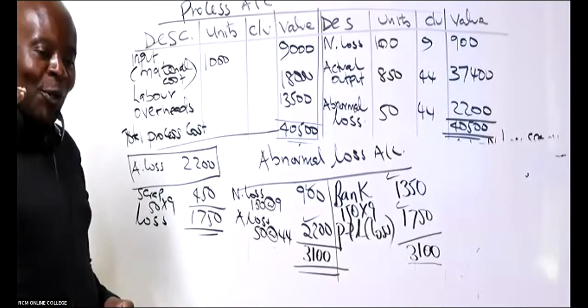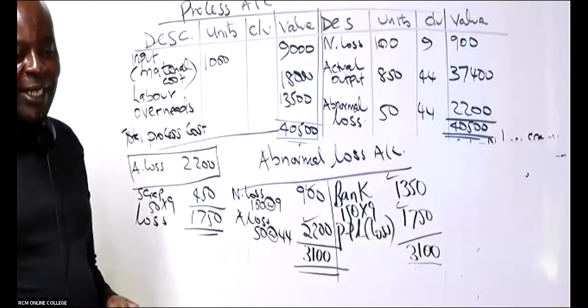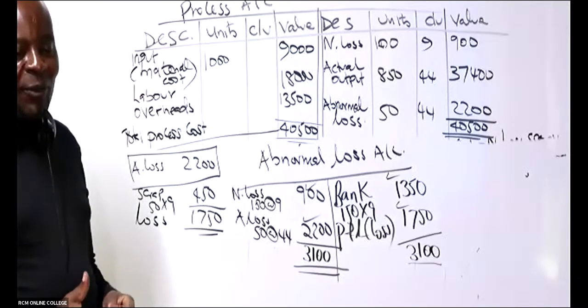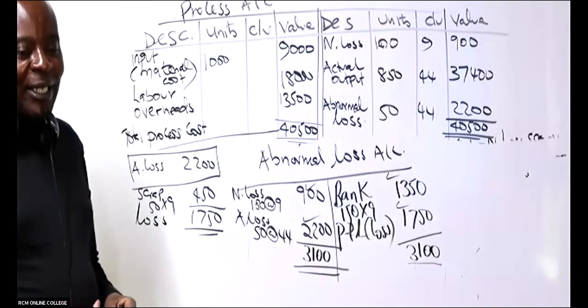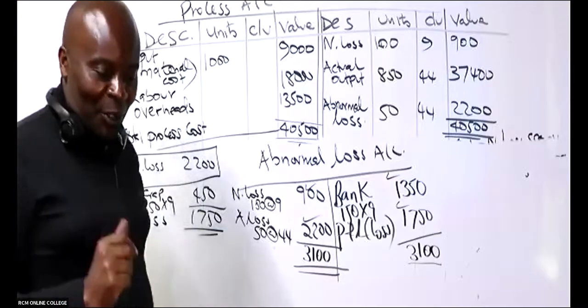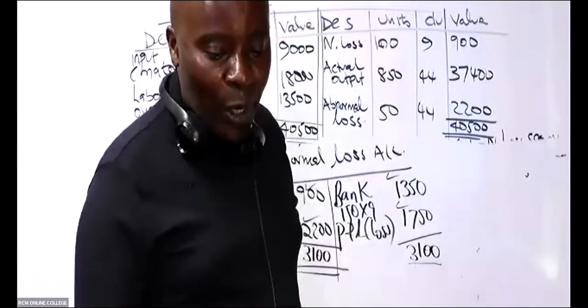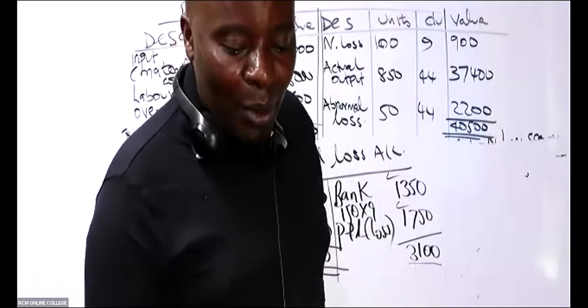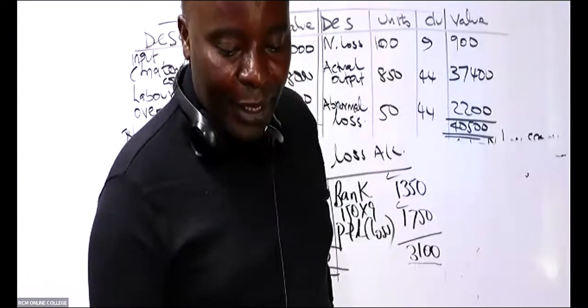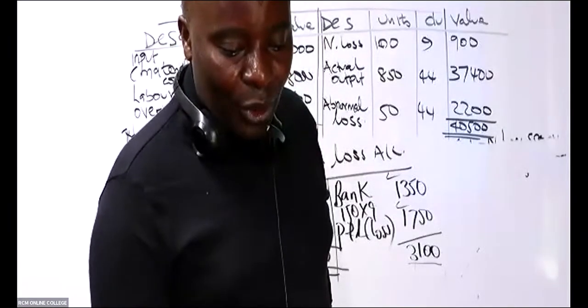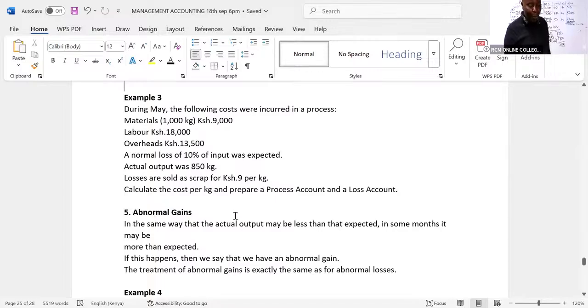So can I move on to something different, my good students? With your permission, I will go to a question that has an abnormal gain. So you can see number 5 here, abnormal gains.